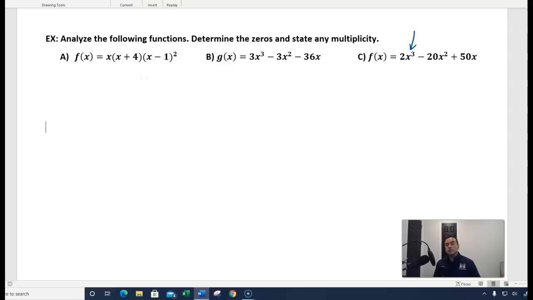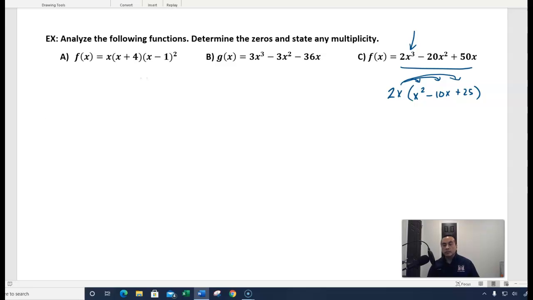If I want to find the zeros, I say, okay, what do they all have in common? They all have a 2 that I can divide out, and they all have an x that I can divide out. So you divide it out, you undistribute the 2x, and what's going to be left behind is x squared minus 10x plus 25. Once again, you can always double check your work by redistributing.